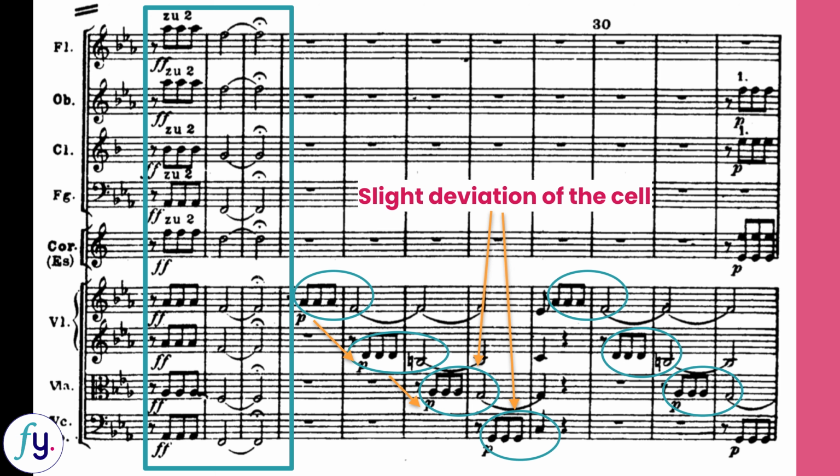Now, this big statement of the cell is again followed by more fragmentation amongst the string instruments. You'll notice some deviation from the original cell starts to happen here. The final note of the cell sometimes moves downwards and sometimes it moves upwards. So Beethoven is starting to play around with our expectation of the cell and fragmenting it, handballing it, and moving it around the orchestra and just changing those notes slightly each time.